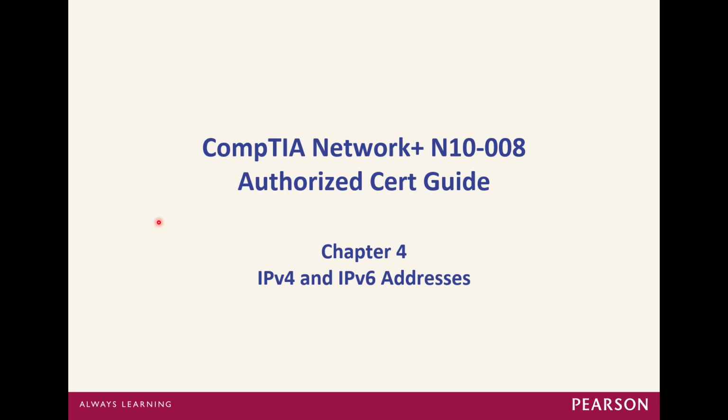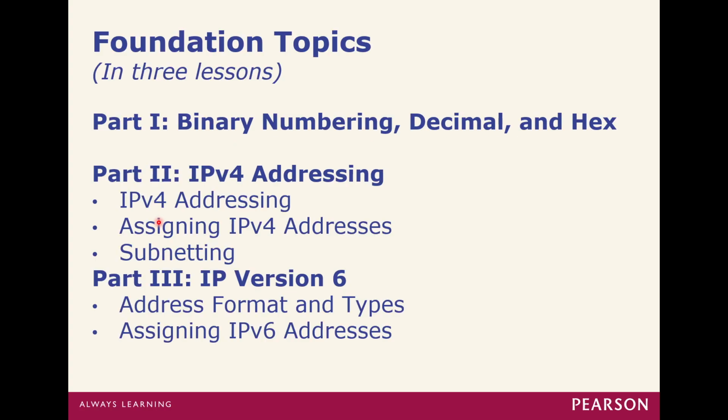So we are back with chapter number 4. Chapter number 4 is going to be on IPv4 and IPv6 addresses. The main three topics are going to be the binary numbering, decimal, and hex. Part number 2 is going to be the IPv4 addressing, and part 3 is going to be the IPv6.